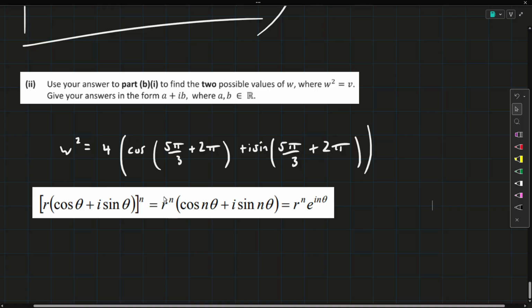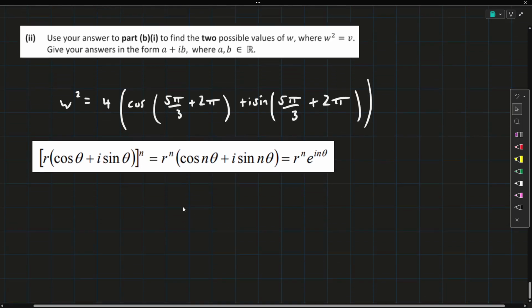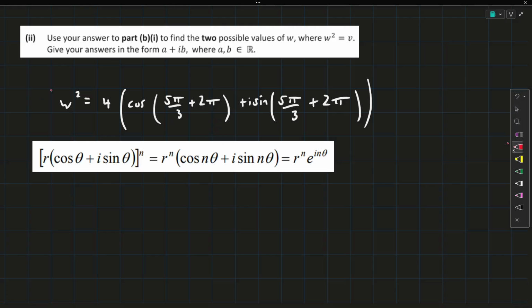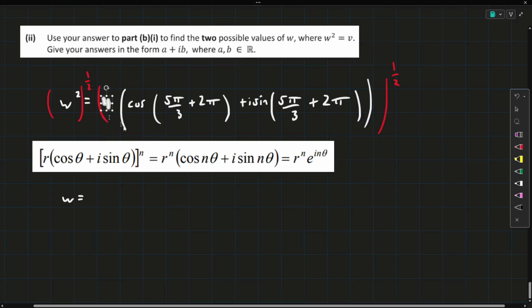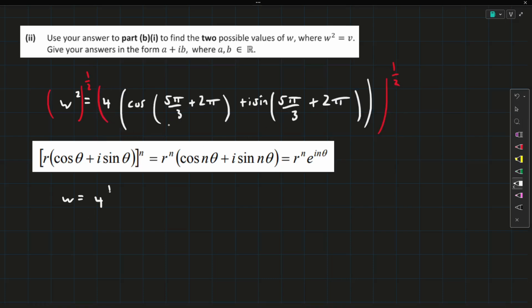But instead of doing that, we can take the modulus r to the power of a half and then multiply the angles by a half. So if we do the power of a half on both sides, then we can say that w will be equal to, and instead of doing this entire side to the power of a half, we can just do the modulus to the power of a half. So that'll be 4 to the power of a half multiplied by cos of, and then we're going to split this angle in half. So we basically do a half multiplied by this entire angle, and I'm just going to do it now.